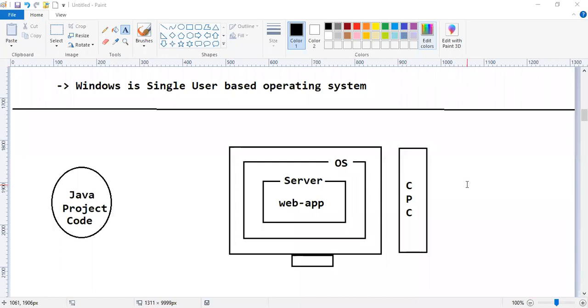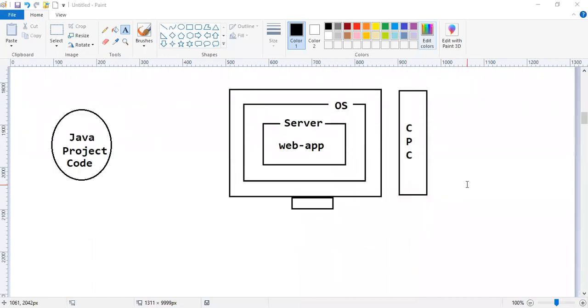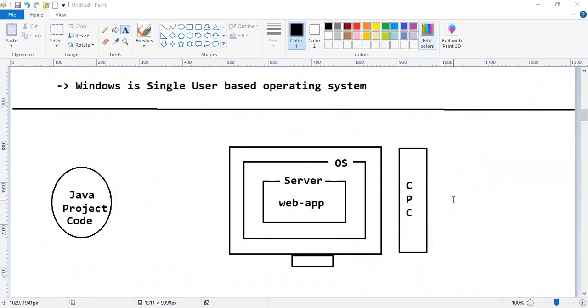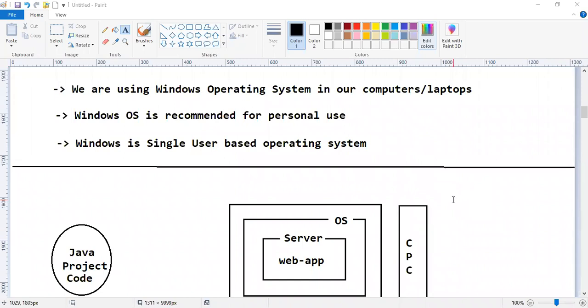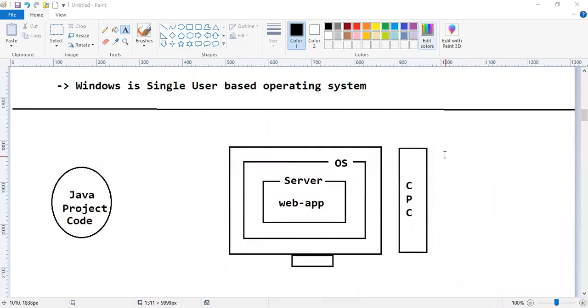There are several operating systems available, guys: Windows operating system, Linux operating system, Unix operating system, Mac operating system. Like that, there are several operating systems available. Mainly, here I am going to compare the Windows operating system and the Linux operating system.